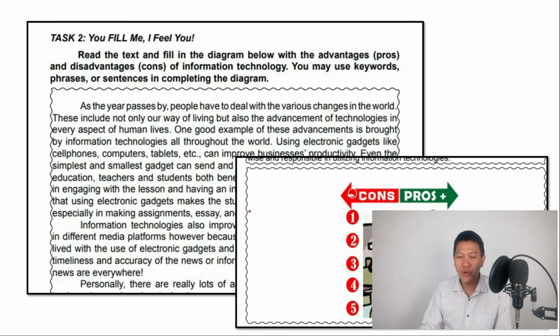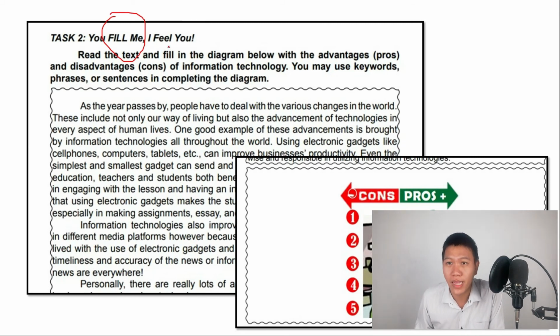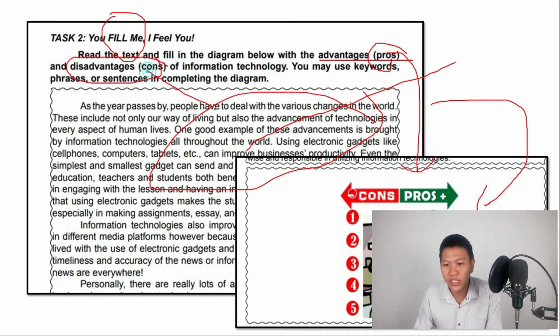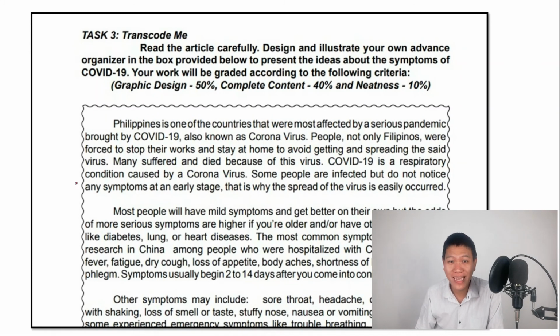Task number 2. You feel me, I feel you. So it's all about filling out something. The direction is to read the text. So this is the text, and you have to read it and then fill the diagram below. As you read, you have to look for the advantages or the pros, the green one, and the disadvantages or the cons, the red one. You have to find 5 pros and 5 cons about information technology. So this passage has something to do with information technology, and you have to identify 5 pros and 5 cons. Clear? Okay.